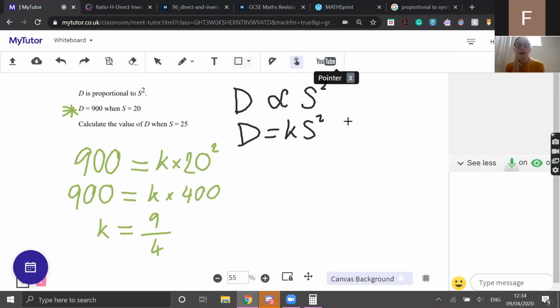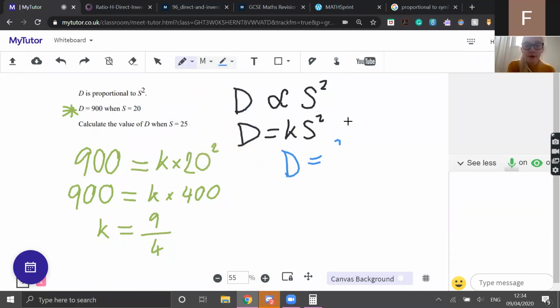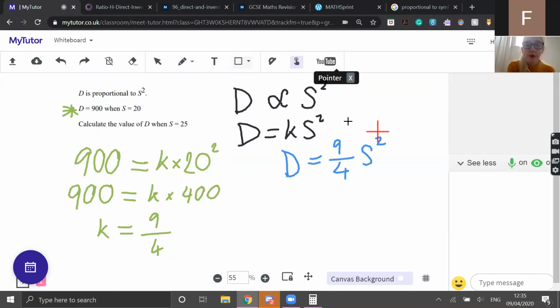The reason I'm going to do that is because this will give me a recurring decimal, and that means that I could lose some accuracy. So I'd rather keep it as a fraction. This is its exact value, and it's no different, really. So now we can rewrite this. D now equals 9/4 times S squared. So all of this work was just to work out what K was.